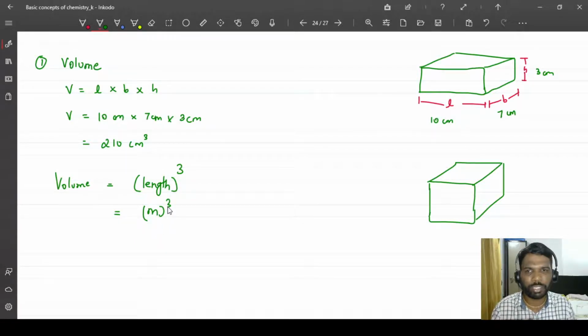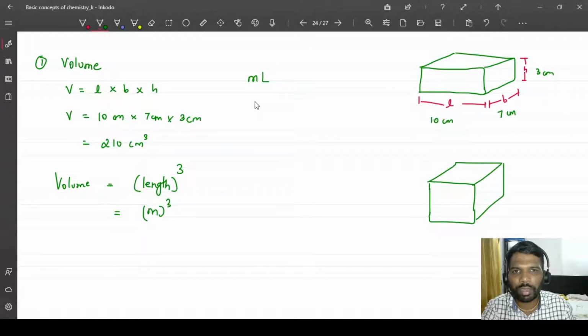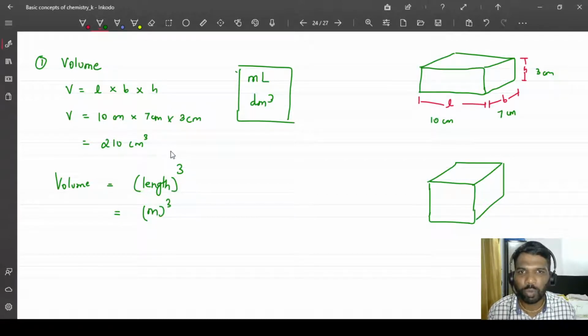But in chemistry, what happens is that we use smaller volumes, like ml is used or a decimeter cube is used. Okay, so these types of units are used. Now, how are these related to the unit of length? That is what we are going to learn over here. So basically, volume is a derived unit from the base units of length. For example, if there is a cube whose length, breadth, and height, all edges are 1 centimeter each.